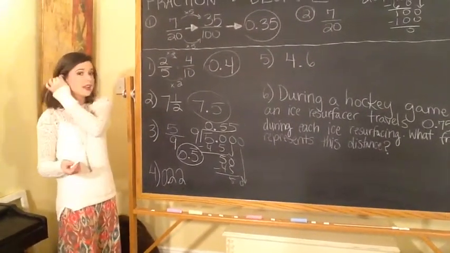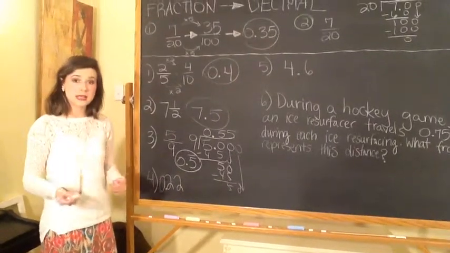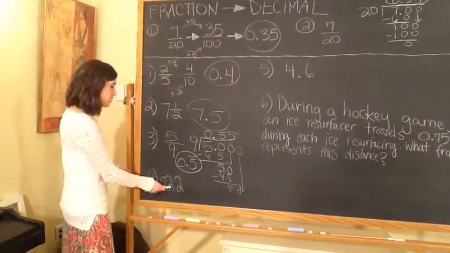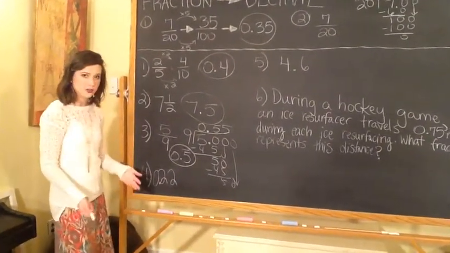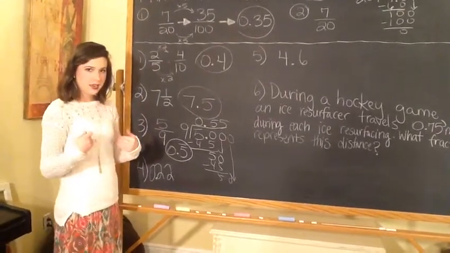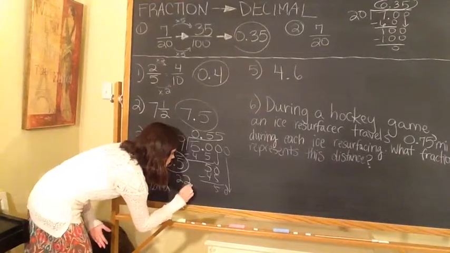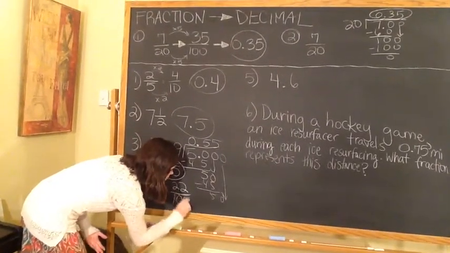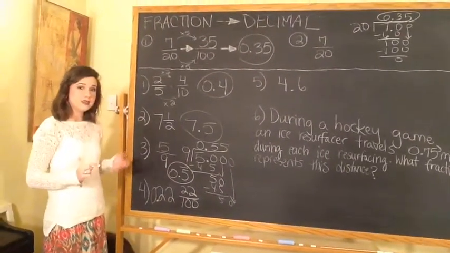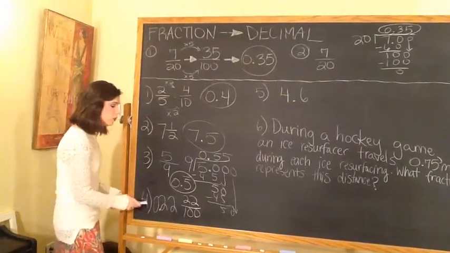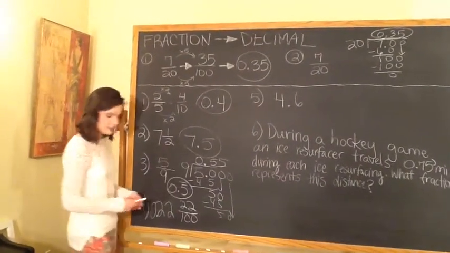So first thing, remember the first step is to read the decimal. So this is 22 hundredths. So I read it. Now I'm going to go ahead and write it in fraction form. 22 hundredths. Okay, my last step is to simplify. So first put it in word form, put it in fraction form, then simplify.